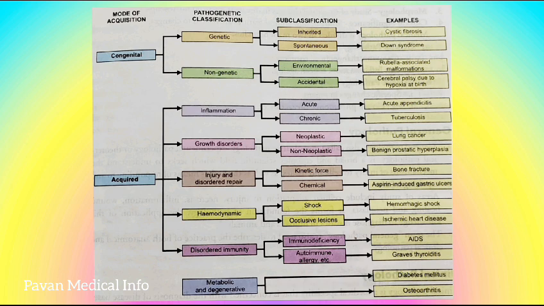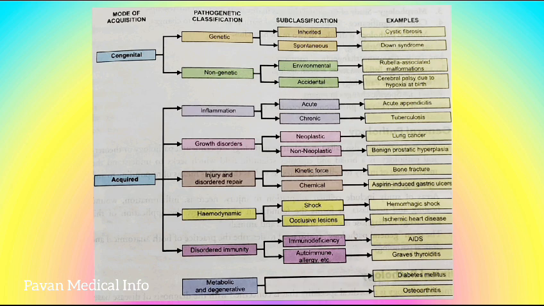When you come for the second one, that is growth disorder, one will be neoplastic and the other one will be non-neoplastic, where in one place it is carcinoma, in the second place it is not carcinoma. For neoplastic, you can take an example, that is lung cancer. For non-neoplastic, you can take an example of benign prostatic hyperplasia.